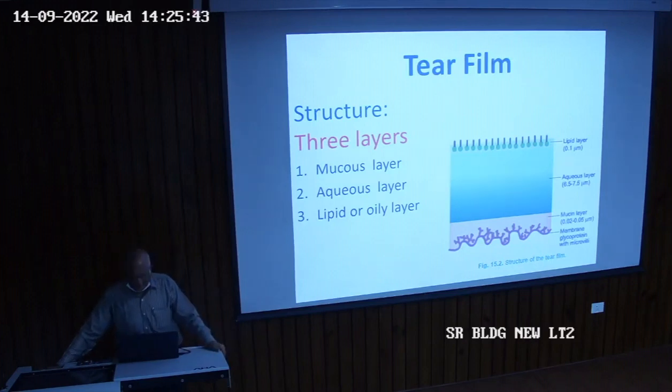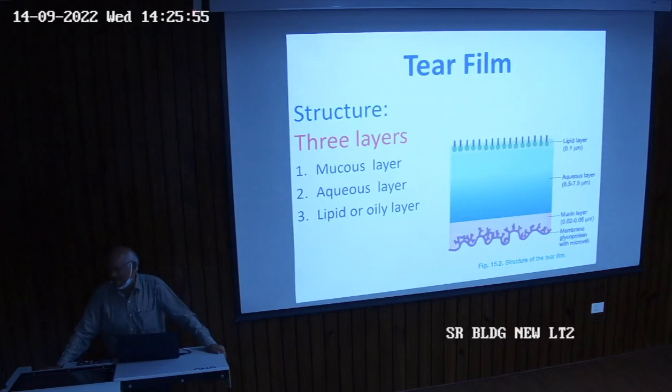The middle one is 0.6 to 0.7 micron. This is secreted by the lacrimal gland and the glands of Wolfring, the accessory lacrimal glands. The third part is the lipid layer, the oily layer. Do you know from where it comes?